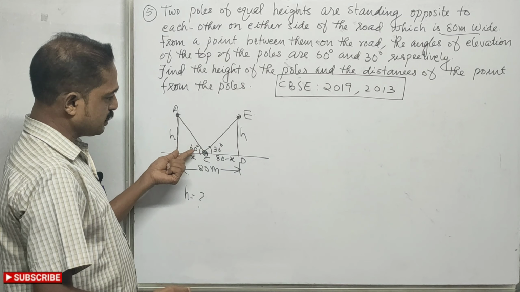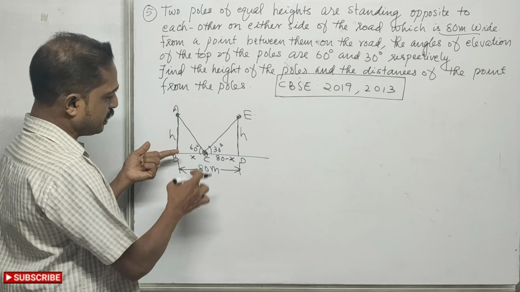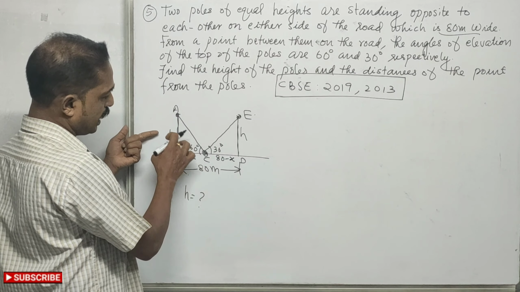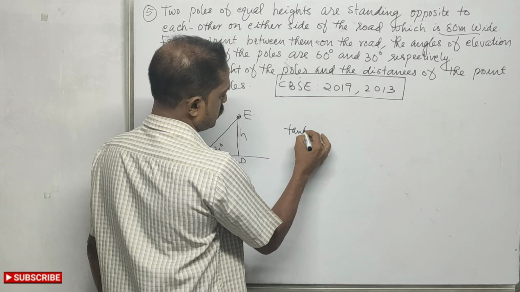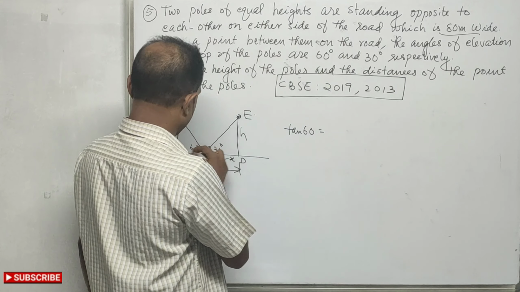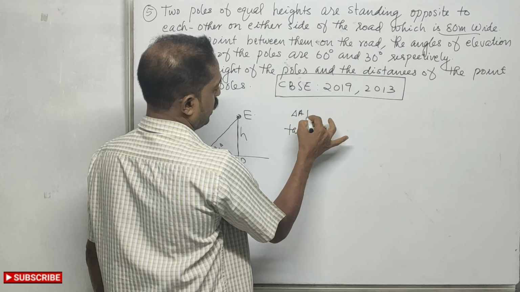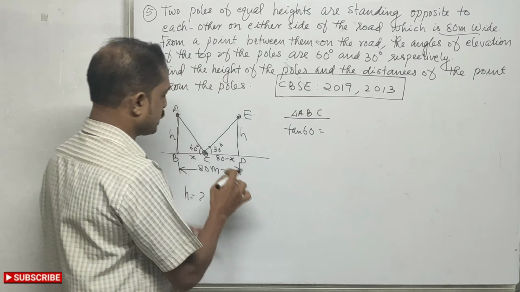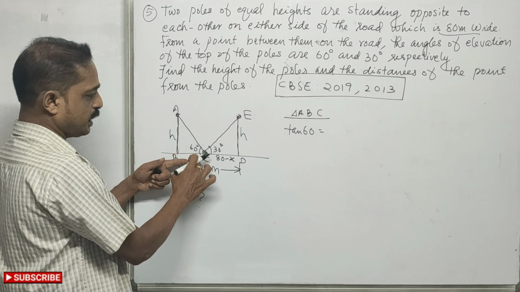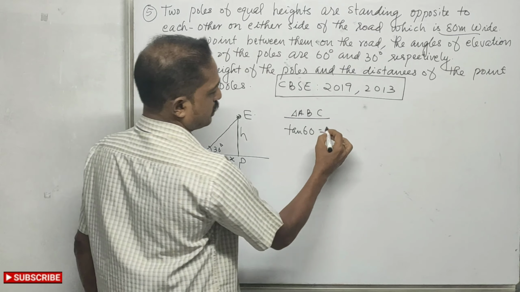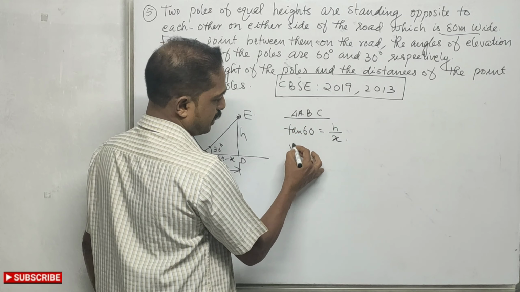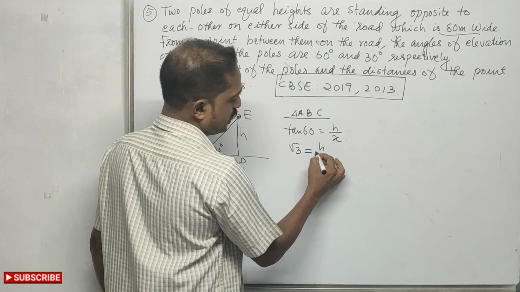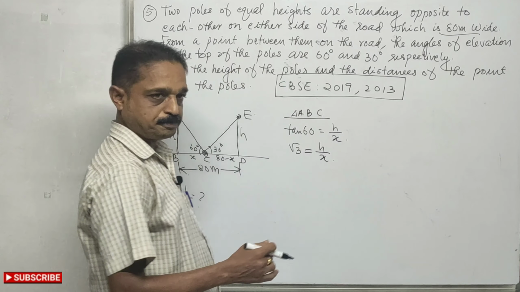See, from the first right triangle, what is tan 60? Tan 60 is equal to H by X, from the triangle ABC. What is tan 60? Tan 60 is opposite by adjacent, that is H by X. And what is tan 60? Tan 60 is root 3. Root 3 is equal to H by X.